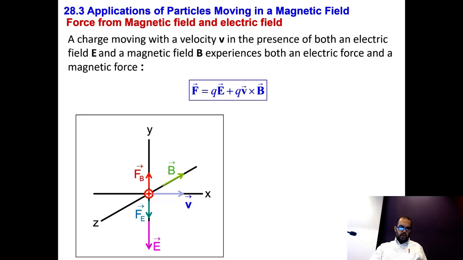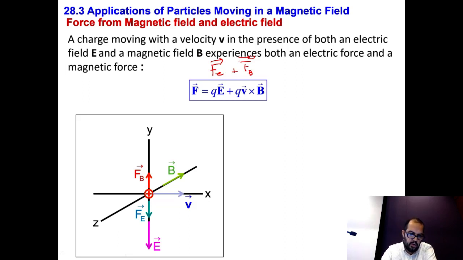We know the magnetic force is given by Q, V crossed with B. So now we have two forces acting: the electrostatic force, Fe, plus the magnetic force, Fb. These are the two forces acting, and obviously they will influence the path of the charge.